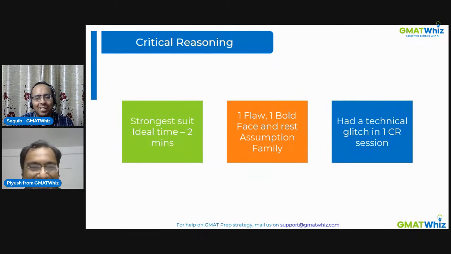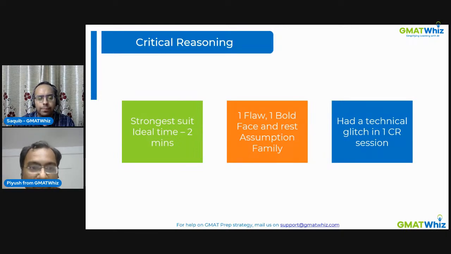Just to summarize what Shakib said. First and foremost, he was aware that it is his strongest suit out of all three areas of verbal, and he was very aware that he takes on average about 2 minutes per question, which obviously means that a medium question he can solve in 1.5 minutes. A hard question he might take 2.5 minutes. So he knew that this is the range. And that's why I said in exam strategies that you have to be very aware and well prepared.